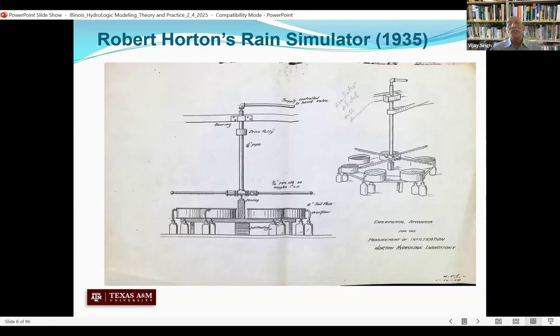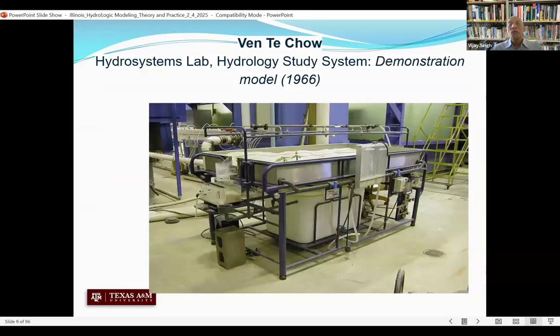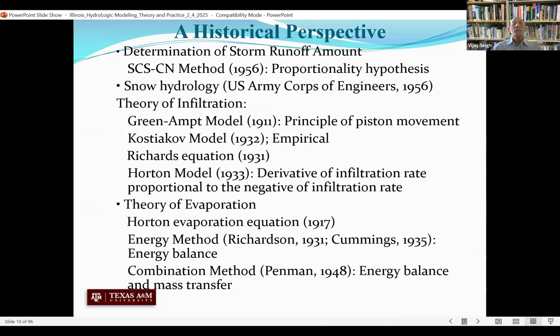This is an experimental facility that Horton developed in 1935. Horton had his own laboratory where he did all kinds of experiments. He was a very, very high-level theoretician. He did all kinds of experiments. Now let's move on. This is another, in 1966, Ven Te Chow also conducted experiments in the laboratory. This is the Hydro Systems Laboratory. Even now, it exists at the University of Illinois in Urbana-Champaign.